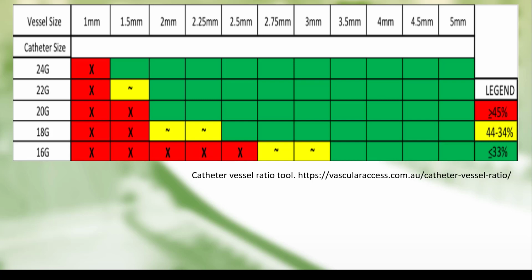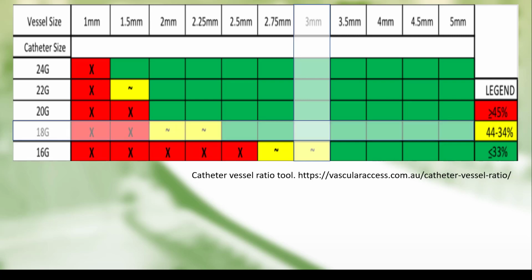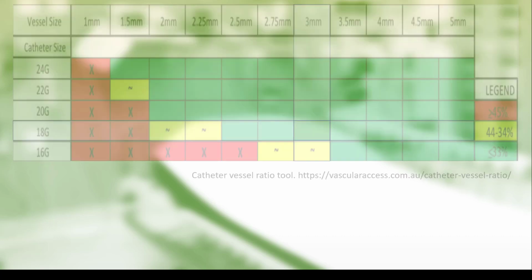Here we see the catheter vessel ratio tool, which we can reference to help us select the proper catheter size for a given vessel. You can match the top row, the vessel size, with the column to the left, the catheter size. A green box represents a good match between catheter and vessel size. For example, if the vessel you've selected is 3 millimeters in diameter, you see that a catheter as large as 18 gauge is acceptable. As a rule of thumb, the catheter width should be no greater than 1/3 of the vessel lumen diameter.